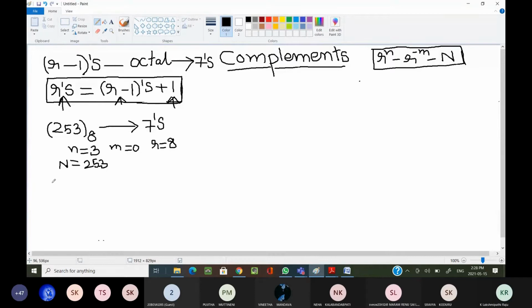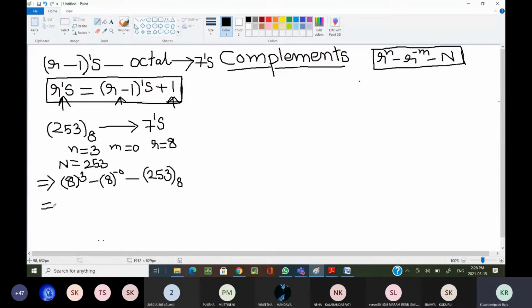Now, directly I am applying these values in our formula. R power n, 8 cube, minus 8 power 0, or 8 power minus 0, you are going to get the same thing, 1. Now minus the given number, 253 of base 8. Don't forget to write the base. Because if you are not writing the base, you will think it is a decimal number. Whenever you write the base, there is a clear distinction between the decimal number and octal number system.